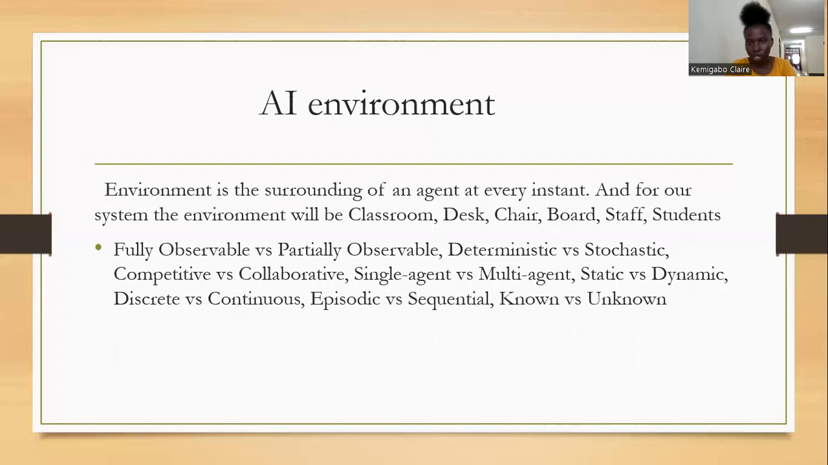So we go to the environment. The environment is simply the surrounding of an agent at every instant. You know, the environment keeps on changing. But for our AI, which is the timetable generator project, the environment actually will be constant. So we shall partially deal with a dynamic environment. So we are mainly going to be dealing with a static and partially a little of a dynamic environment.